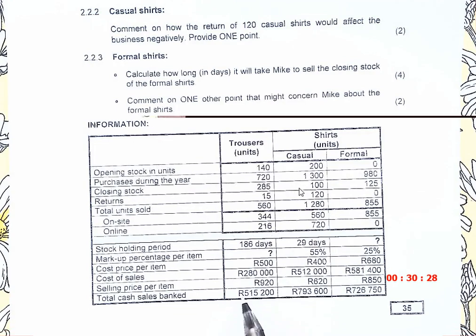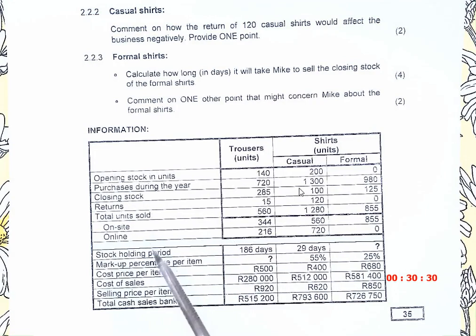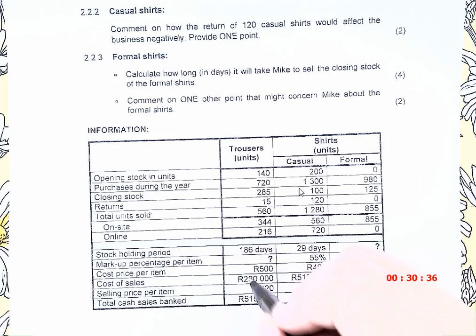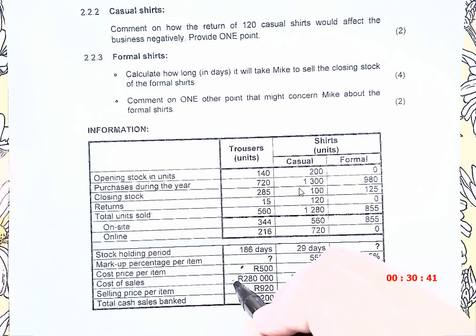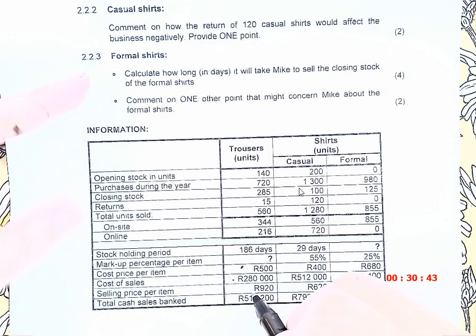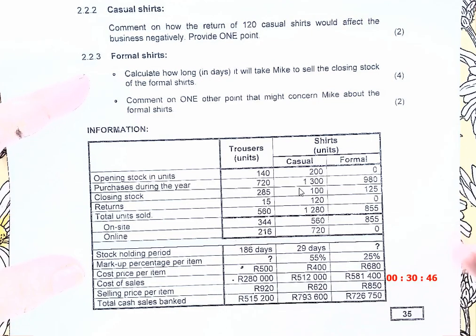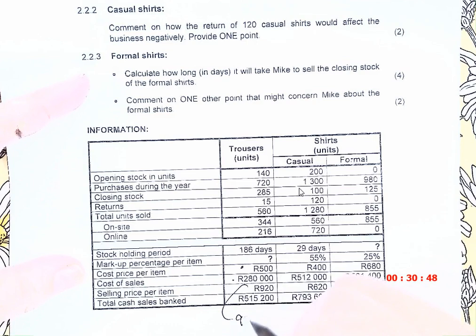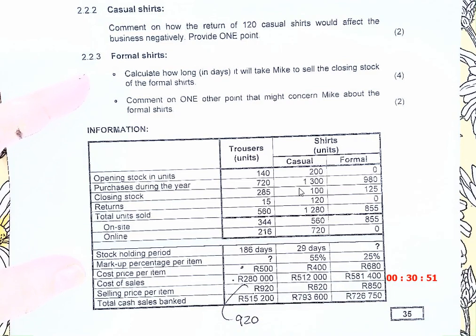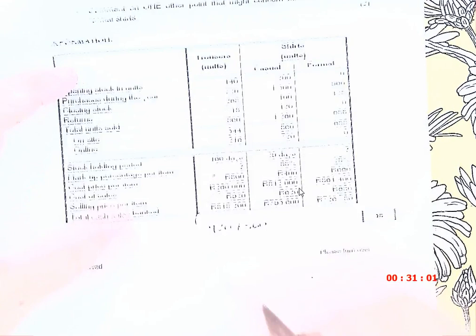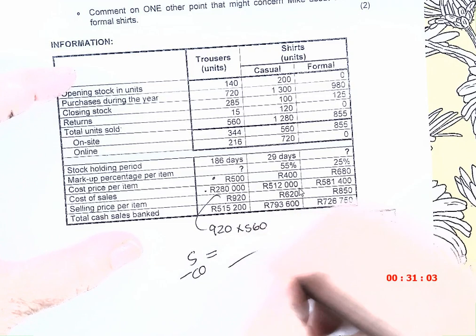No, but this is cash sales. Let's quickly look. They give me cost price per item and they give me cost of sales. So I've got cost of sales. Selling price per item is 920. Did they tell me how many items I sold? Yes, 560. So times 560 gives me how much? Can you think where my brain is going? I want to get the sales less the cost of sales so I can get the gross profit.